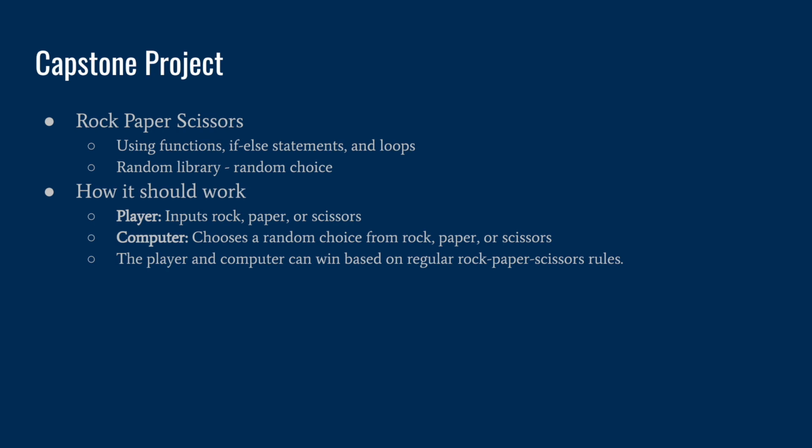So how it should work: the player should input rock, paper, or scissors, and subsequently the computer chooses a random choice out of rock, paper, or scissors, and then the player and computer can win based on the regular rock, paper, scissors rules.